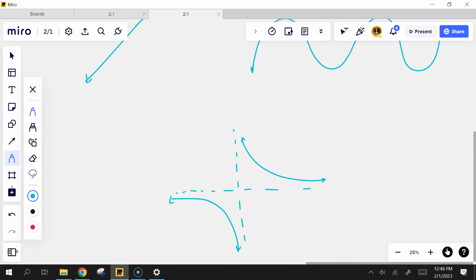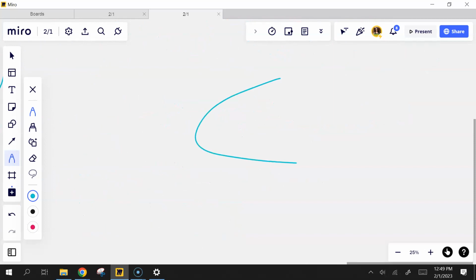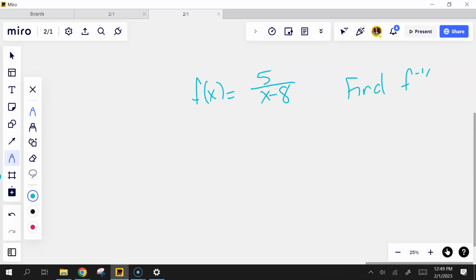Bonus round, what's the parent function? Let's practice finding some. Y'all got this. Remember what I told you the other day? A lot of pre-cal is taking what we did in Algebra 2 and doing harder equations, a little bit harder stuff, advancing it a little bit more.